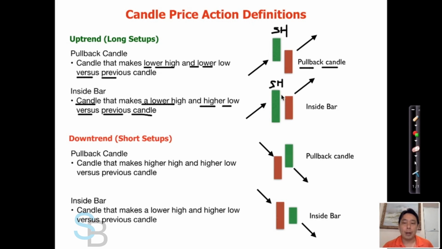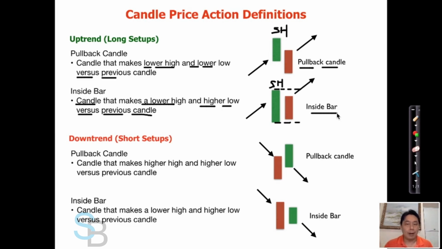And following the swing high, we've got an inside bar. Why? Because it makes a lower high, but it makes a higher low. So think of this as the mother bar, right? And this is the baby bar, and the entire baby candle is contained within the mother candle, and that's why it's called an inside bar.